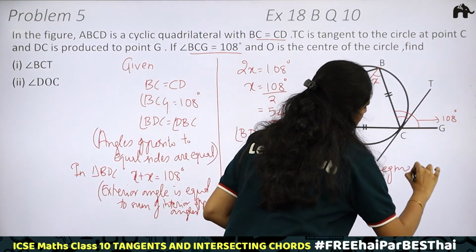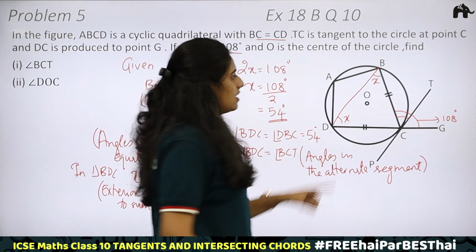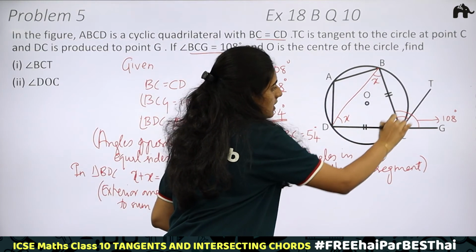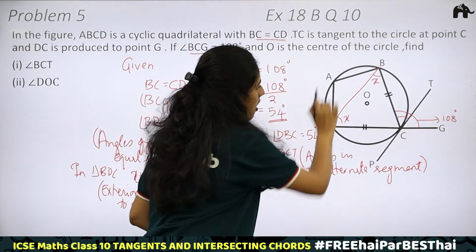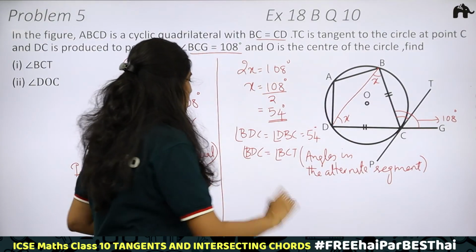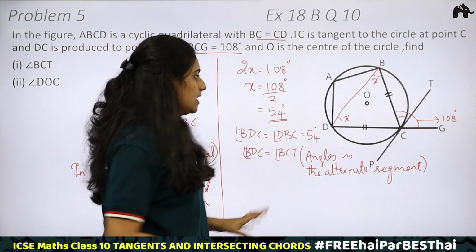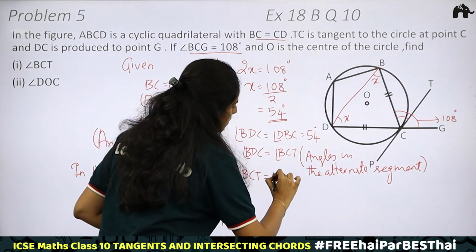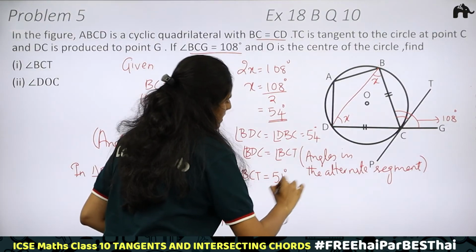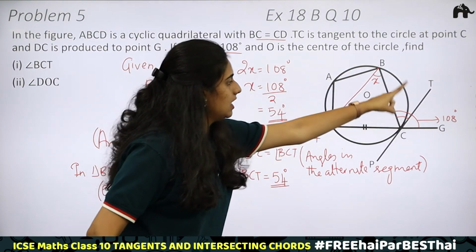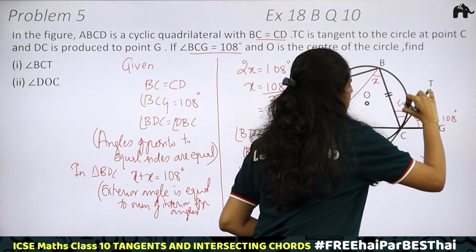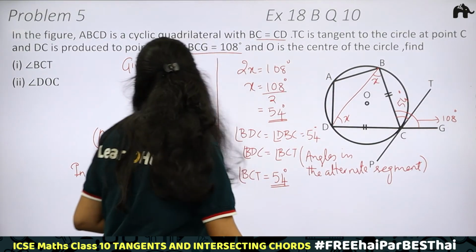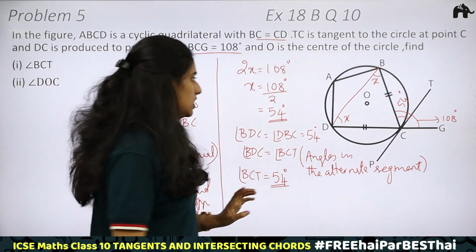Angles in the alternate segment. That is, you are considering the chord BC here. When you take this segment, this is the alternate segment. Now we got BDC is equal to BCT. Then what is the value of BCT? BCT is equal to 54 degrees. Clear? Now the second one we have to find DOC.